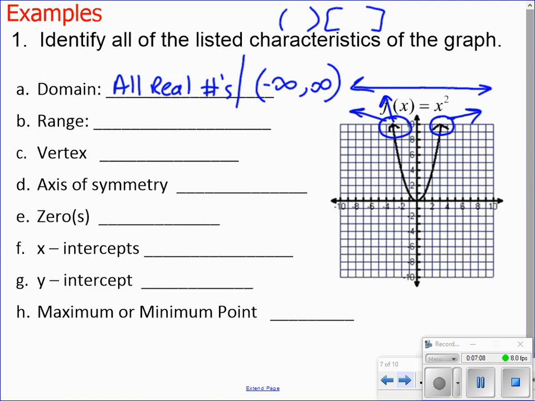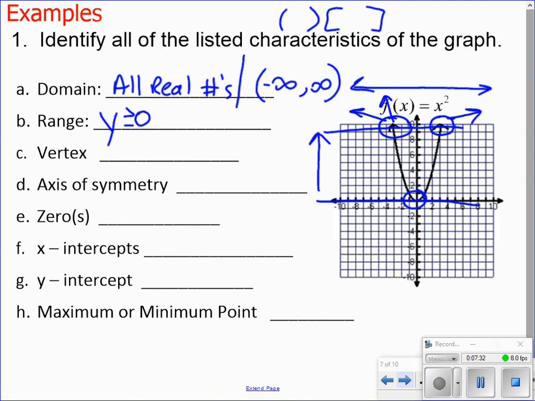We look at the range. The range is going from bottom to top. So our range goes from bottom to top. So from bottom to top, we start at 0. So my range starts at 0. And it doesn't stop. So it's all of my values that are larger than 0. So my y values are anything that are greater than or equal to 0.